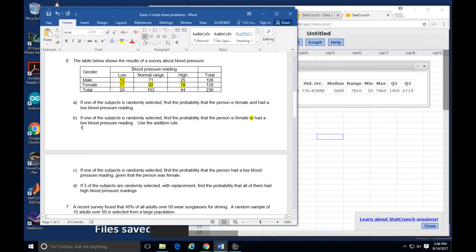So we could take 12 plus 17 plus 92 plus 19, add those together, and then to get the probability, we would divide that by 236. Okay, so that's 140. And then to get our probability, we take the 140 divided by 236, and that would give us our answer.